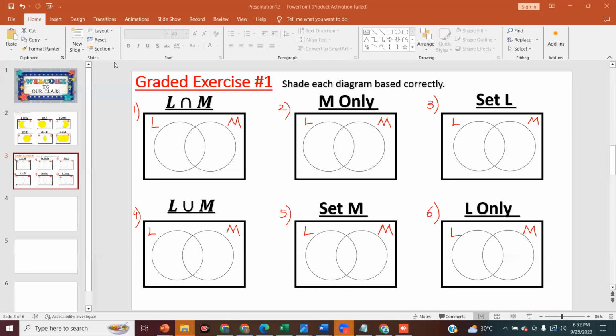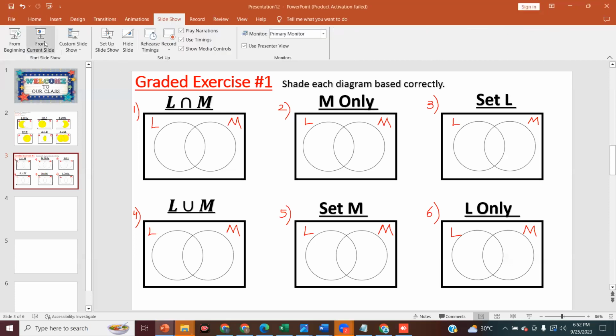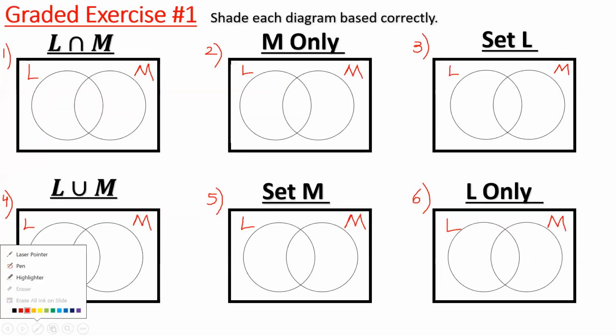Any volunteers for number 1? Me. All right, Shion. Okay, good. Hopefully you get this right. We want the intersection. What is the intersection? The intersection of L and M is going to be the what? The middle part. Very good. Okay, so the middle part is correct.